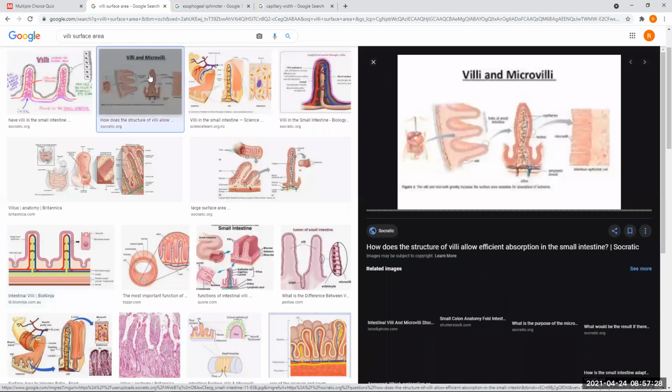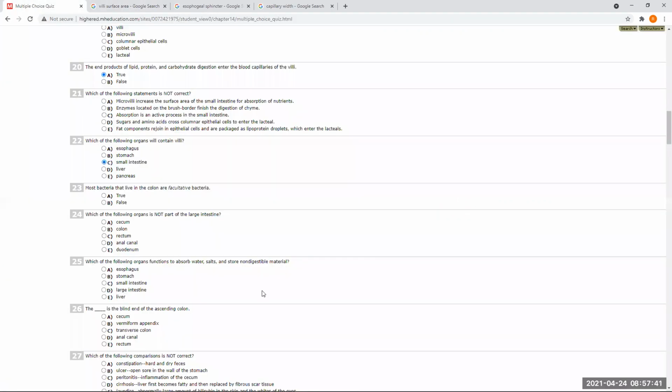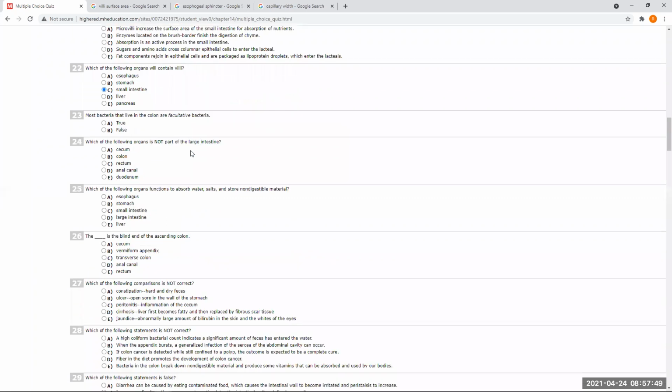That's one of the important things. So villi do two things. One, yes, they're important for absorption, but most critically, they increase the surface area. So those are two things. When you hear about villi, that should come to mind. One, absorption, but also two, increasing the surface area. Very good. All right, let's go again.